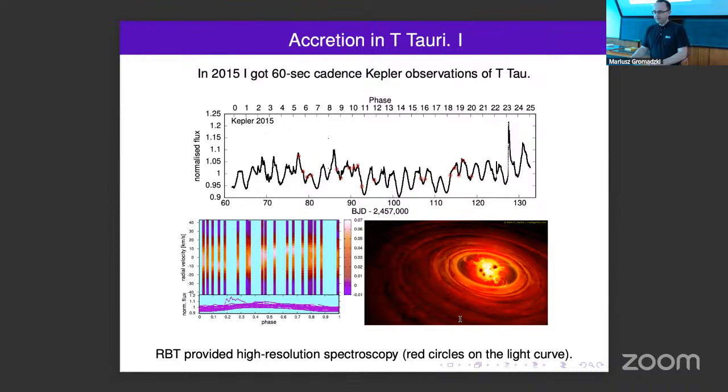So luckily in 2015, I got 1-minute cadence Kepler observations of the star. At the time, it was necessary to submit a proposal to get 60-second cadence Kepler observations. And we see the light curve on the upper plot. Krzysiek Kamiński from Poznań, using the Roman Baranowski telescope, provided high-resolution spectroscopy. And the moments when the high-resolution spectroscopy was obtained are indicated on the light curve by the red circles.